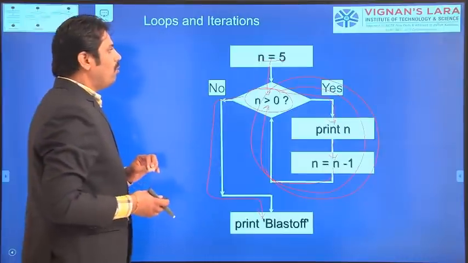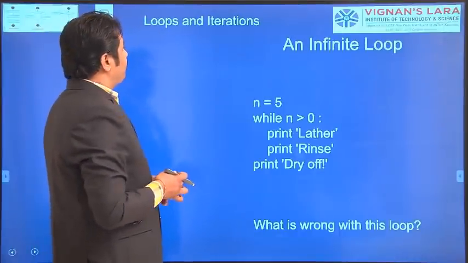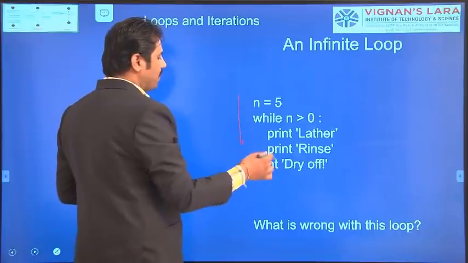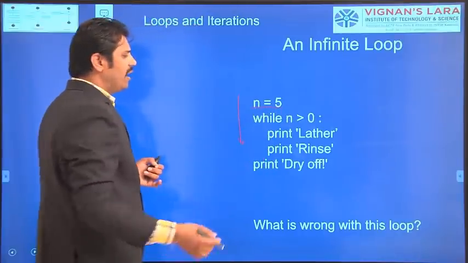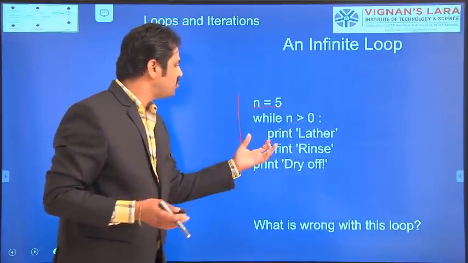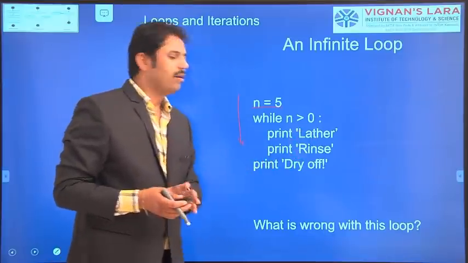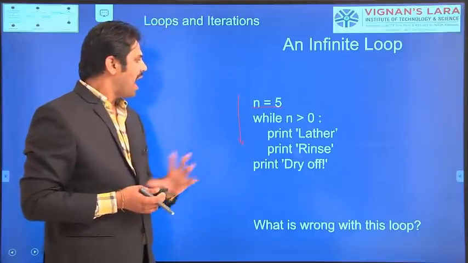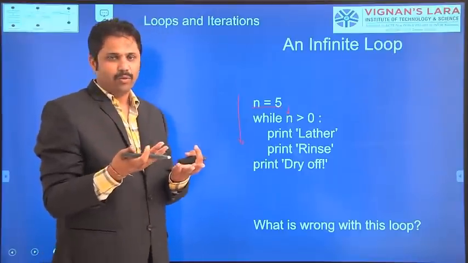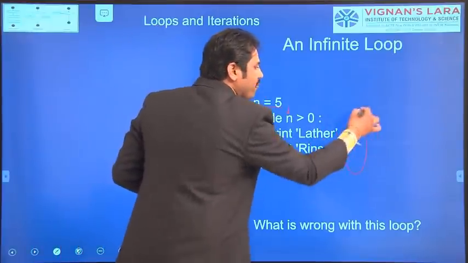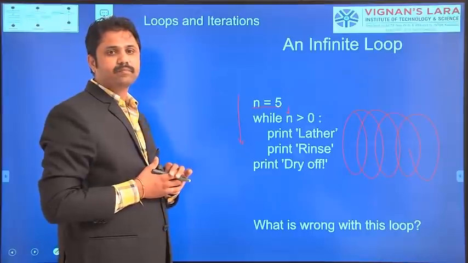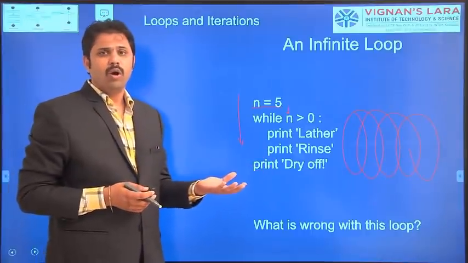Okay, here I am going to take a small example. N equals 5. While n is greater than 0, print leather rings. That means I am not decrementing or incrementing the n value. Here n is always 5. This loop is going to be continuously repeated. It's not possible to decrease the n value.